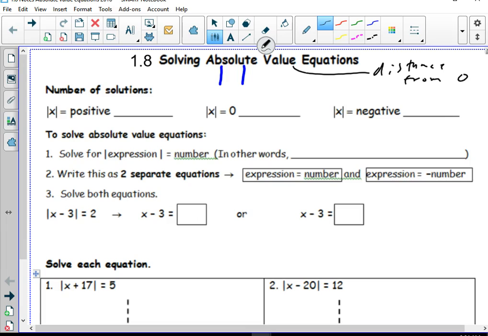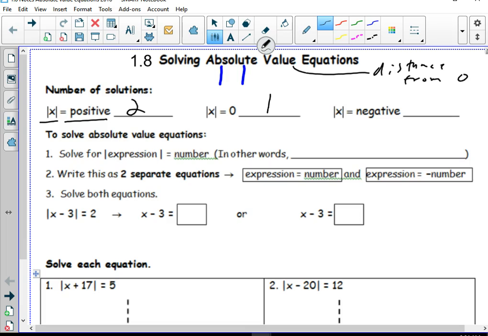Same thing with absolute value. It's a distance. That's what it is. How far are you from 0? Okay. So, number of solutions. If you see absolute value and a positive number, then you have 2 solutions. Because basically you're saying you have 7 miles this way and 7 miles that way. 2 different solutions. If the absolute value of x is equal to 0, there's only one solution.